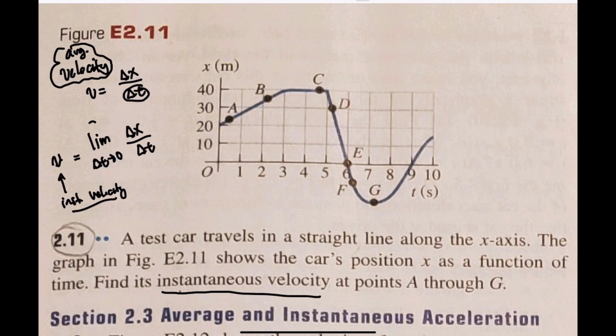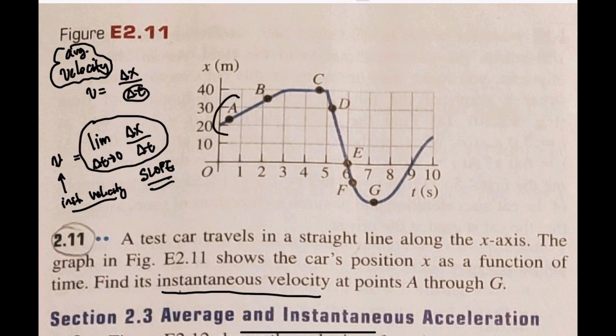And if you recognize this limit process here, at the end of the day, the instantaneous velocity would be like the slope at that given point in time. So we're supposed to find the instantaneous velocity at points A through G. And basically what we need to do is find the slope of the position graph at every point.